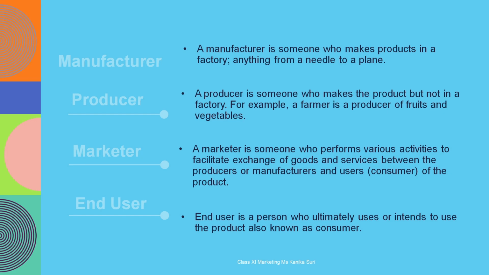Then comes the marketer. A marketer is somebody who performs the various activities to facilitate exchange of goods and services between the producer and the user. The producer is the person who produces it, and the user or consumer is the person who actually buys it and uses it or consumes it. For example, a farmer is producing a fruit, and the consumer is the person who is eating or consuming the fruit.